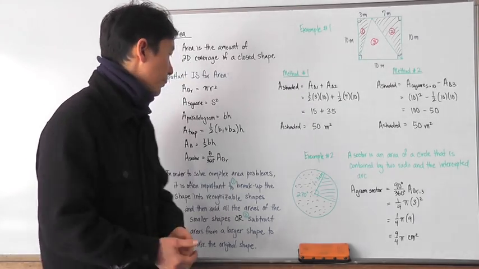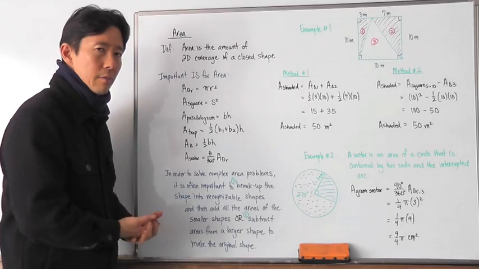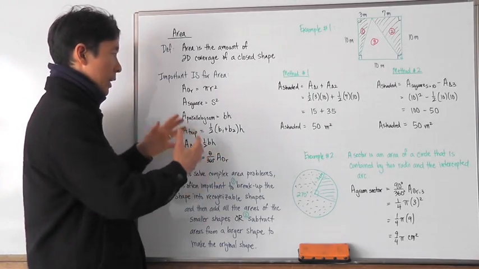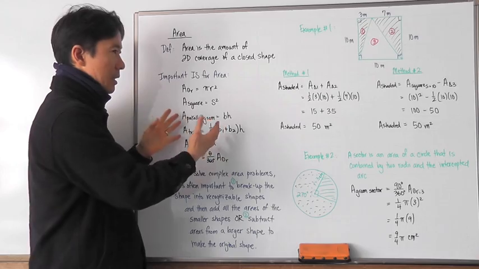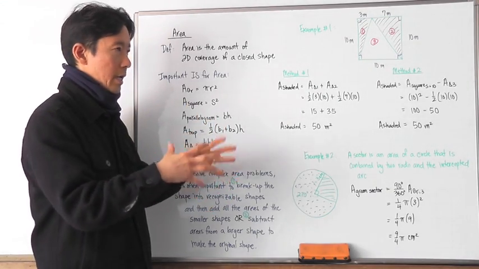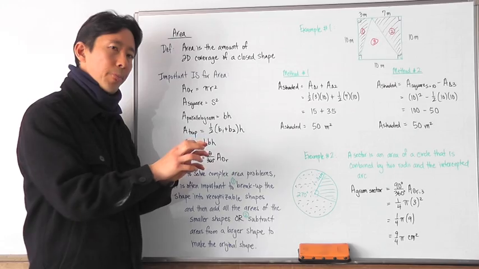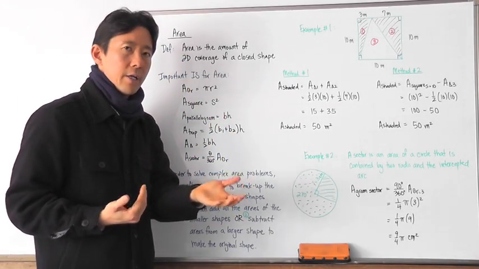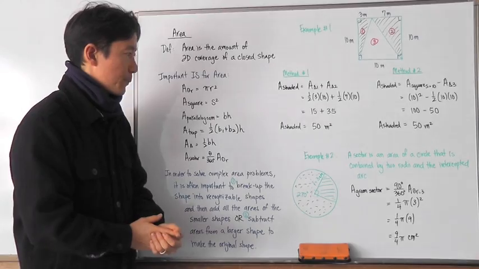Okay, so keep that in mind when we're working with area problems. You want to make sure to look at things that you recognize, look for those shapes, and then determine whether you want to add the smaller pieces together, or take a larger area and then take out area to come up with what you're looking for.